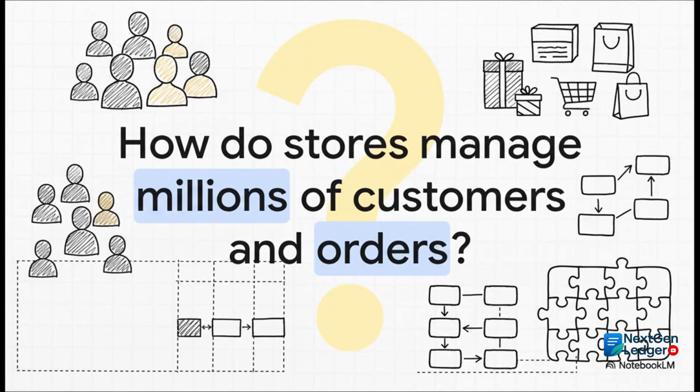Just think about that for a second. You've got millions of customers, each with their own names, addresses, and payment info. They're buying millions of different products, creating millions of unique orders. It's a gigantic puzzle, right? So how do you keep it all straight? The secret is having a brilliant plan before you ever start building anything.